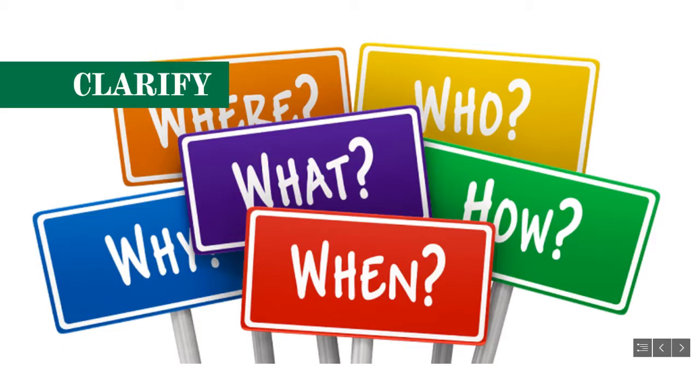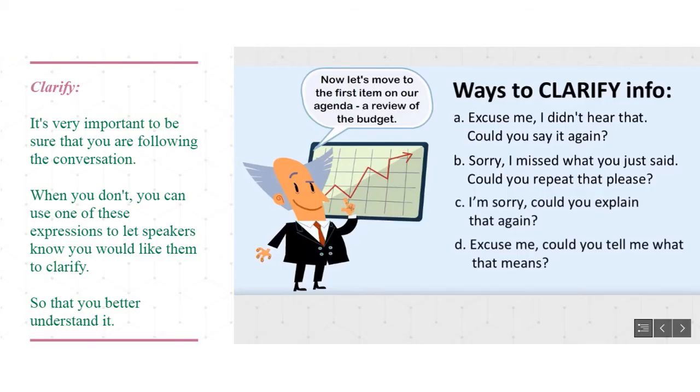Let's now look at how to clarify information. During a discussion, it is very important to be sure that you are following the conversation. When you don't, you can use one of these expressions to let the speakers know you would like them to clarify by repeating or explaining something that they have just said to you. Let us see how we can ask for clarification.